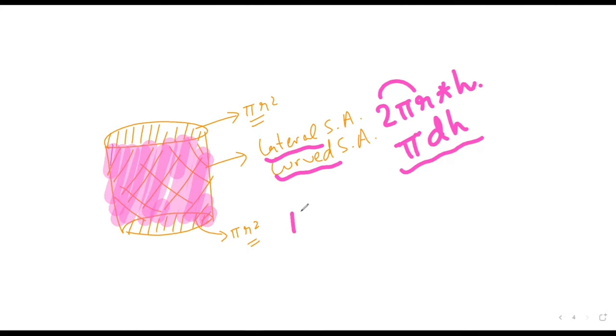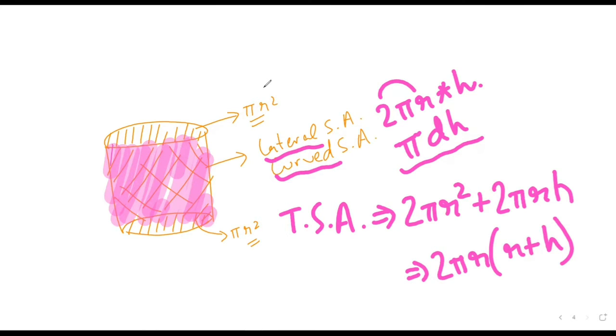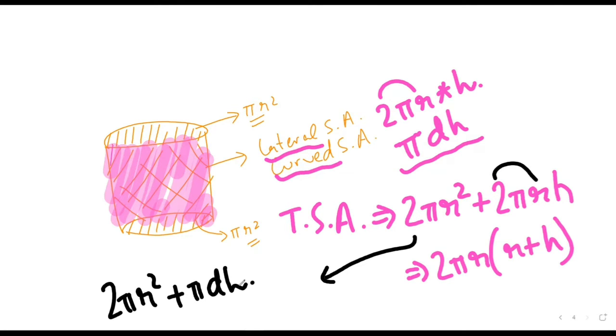So when they are asking you the total surface area, please remember it is 2 pi r square plus 2 pi r h, can be written as 2 pi r (r plus h). This is one way of writing this. Another way of writing the same thing is 2 pi r square plus pi dh. Are we confused? No, sir.